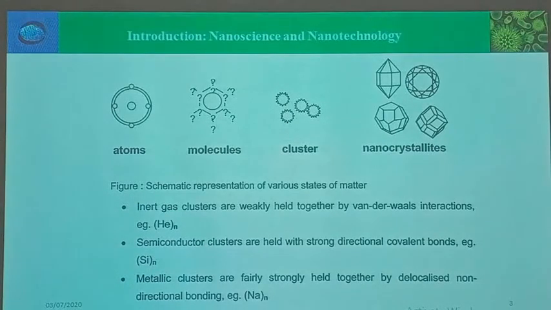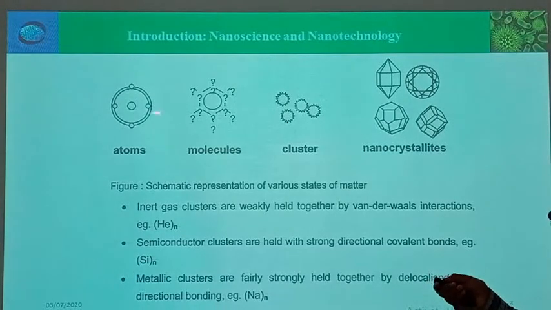So the basic point is that the formation of clusters may be in terms of gas clusters, semiconductor clusters or metallic clusters. In the case of gas clusters, inert gases are weakly held together by van der Waals force. For example, helium gas. In the case of semiconductor clusters, they are held with strong directional covalent bonds. For example, silicon clusters. In the case of metallic clusters, they are fairly strongly held together by delocalized non-directional bonding. For example, sodium. So this is the fundamental concept of atoms, molecules, clusters and the formation of nanocrystallites.